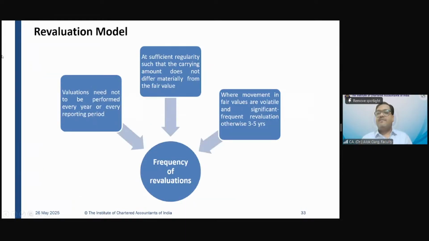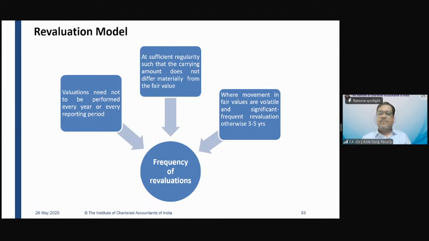Same slide as PP&E. Valuation need not be performed every year or every reporting period. If you have opted for a revaluation model, you are not required to revalue every year. You have to revalue at sufficient regularity, where movements in fair value are volatile and significant, right? Then you have to do it regularly. Otherwise, you can revalue within a frequency of 3 to 5 years, right? This is what is given for the revaluation model. Okay. Any question here?